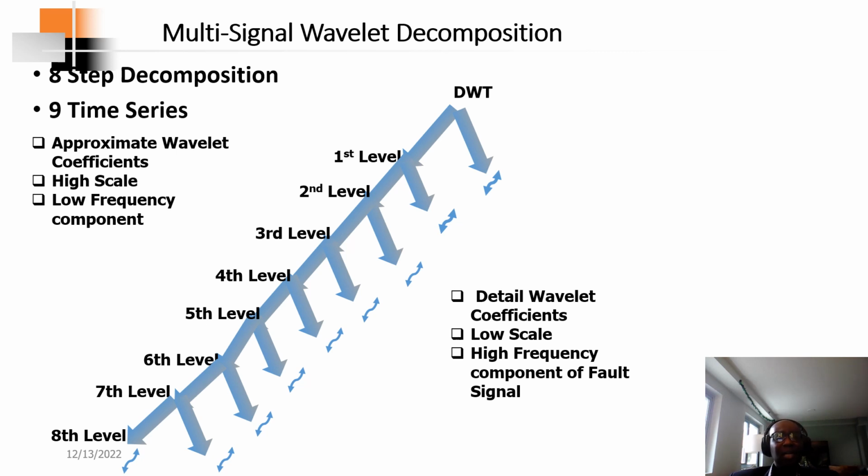You don't want to have a lot of decomposition steps, because higher decomposition steps translate into higher computational burden and a much longer time to detect the fault, and it also translates into cost as well. Our goal is to cut down the cost of future HVDC protection relays. At each step, I'm decomposing the signal into approximate and detailed coefficients, low frequency and high frequency.